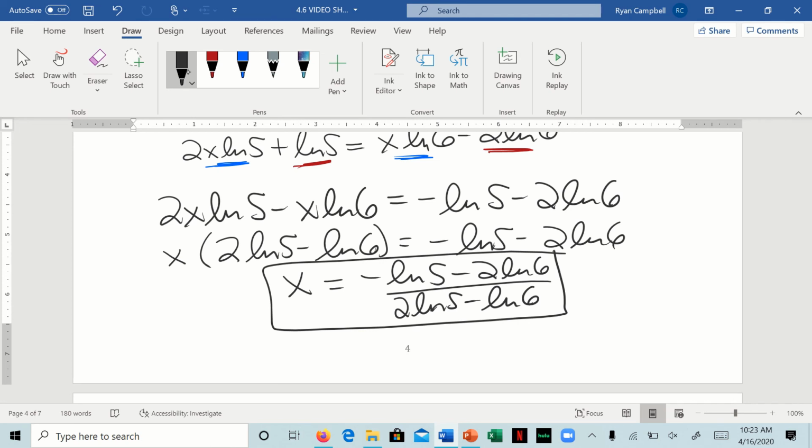Now, this should be relatively easy to plug into our calculators, right? Because natural logs are really easy. So when we plug it into the calculator, we should see that we get about negative 3.64.